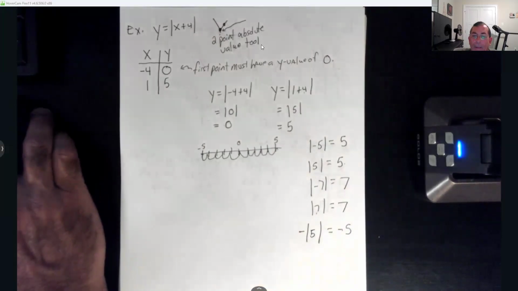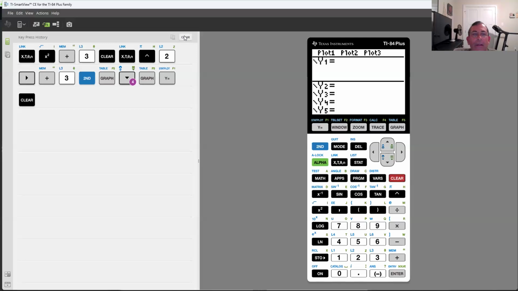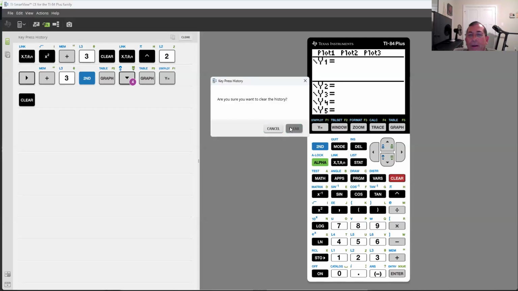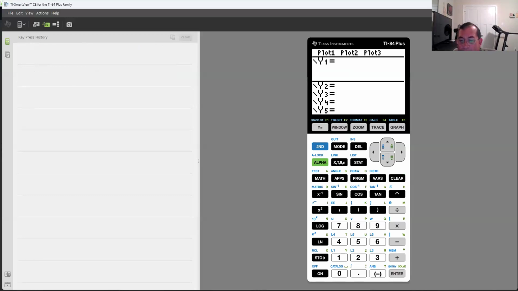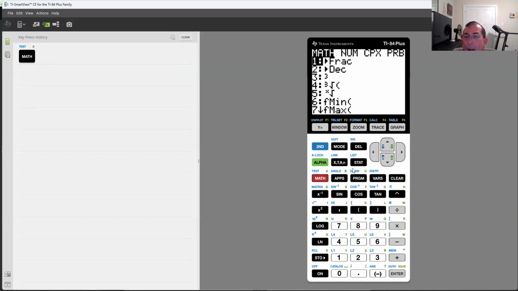Now, let me go to y equals and clear this. I'm going to clear my history over here. Yo, there's not an absolute value button on this calculator, is there? So watch what we got to do to get it. When we need hidden things, we're going to hit this math button here. I'm going to hit the math button. I'm going to arrow right until I highlight the NUM column.